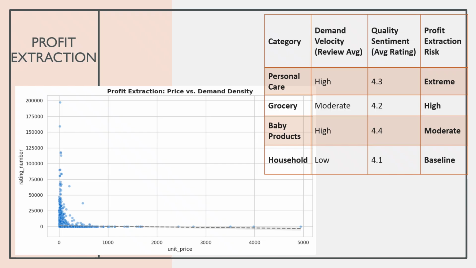Finally, we look at profit extraction. By plotting price against demand density in Chart 8, we see that as an item becomes popular, its price volatility increases. High volume doesn't lead to bulk savings. Instead, it signals the algorithm to test higher price ceilings. The ranking table shows exactly which departments carry the highest risk for the consumer.